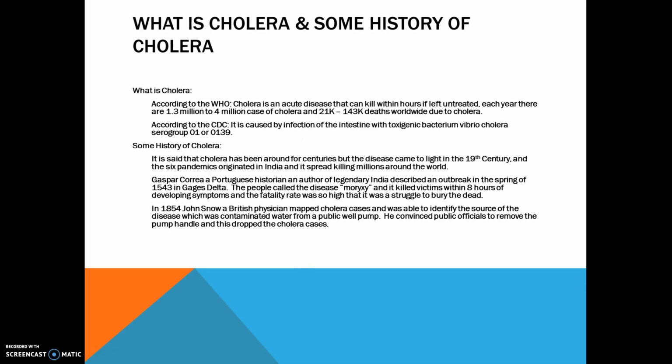So what is cholera? According to the World Health Organization, cholera is a kidney disease that can kill within hours if left untreated. Each year there are 1.3 to 4 million cases of cholera and 21 to 150 deaths worldwide due to cholera. According to the CDC, it is caused by an infection of the intestine with toxigenic bacterium Vibrio cholera 0.014 or 0.139.